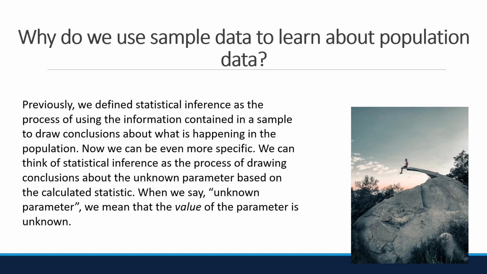Previously, we defined statistical inference as the process of using the information contained in a sample to draw conclusions about what is happening in the population. Now we can be even more specific. We can think of statistical inference as the process of drawing conclusions about the unknown parameter based on the calculated statistic. Notice when we say unknown parameter, we mean that the value of the parameter is unknown.